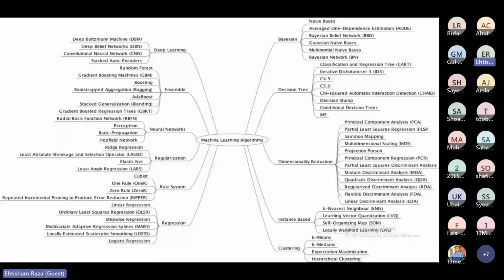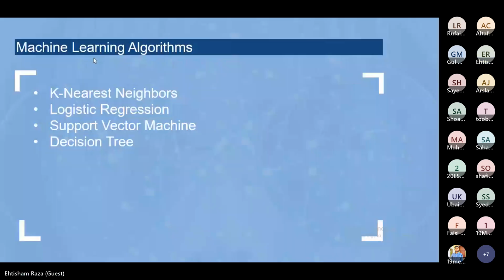But this is the wholesome picture of all the machine learning algorithms which you can adopt to perform your task. What kind of algorithms are we going to perform? We are going to perform k-nearest neighbor, logistic regression, support vector machine, and decision tree. So without wasting any time, let's jump into our machine learning implementation and see what we can do.